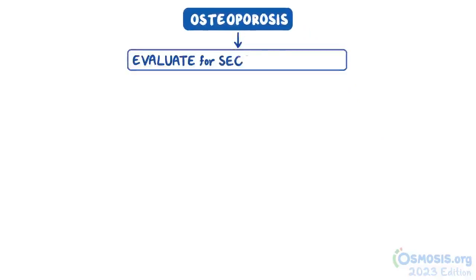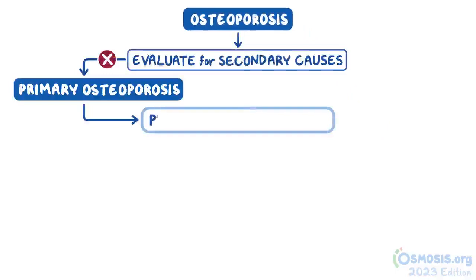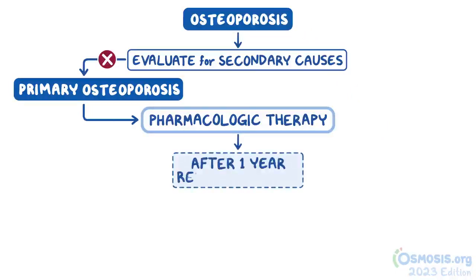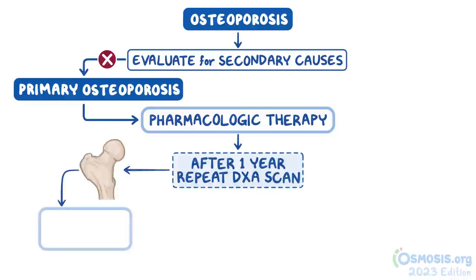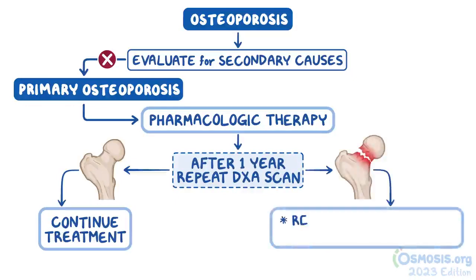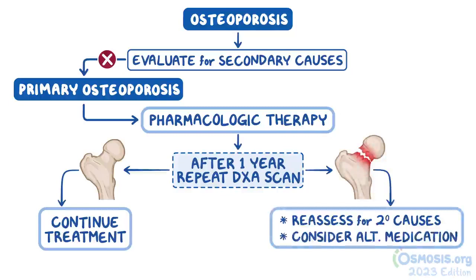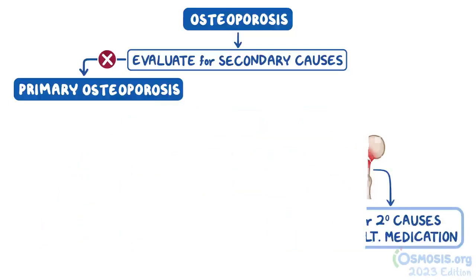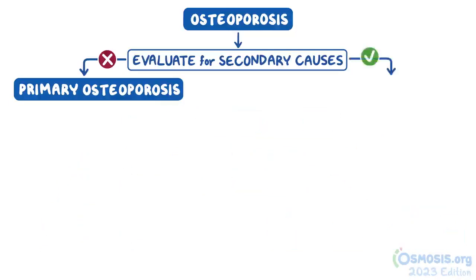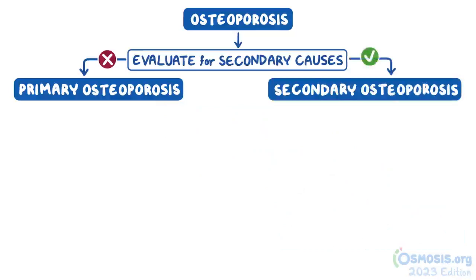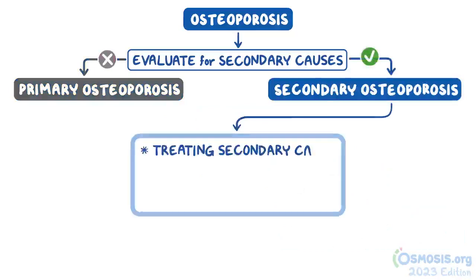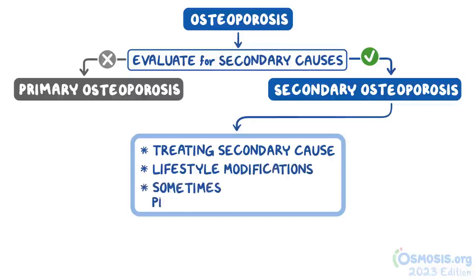Then, evaluate for secondary causes. If there are none, it's primary osteoporosis, so start pharmacologic therapy. After 1 year, repeat the DEXA scan. If the bone density remains stable or improves, and there are no new fractures, continue treatment. However, if there's continued bone loss or new fractures, reassess for secondary causes, and consider switching to an alternative medication. Lastly, if there's an underlying cause, diagnose secondary osteoporosis. Management includes treating the secondary cause, lifestyle modifications, and sometimes pharmacologic therapy.